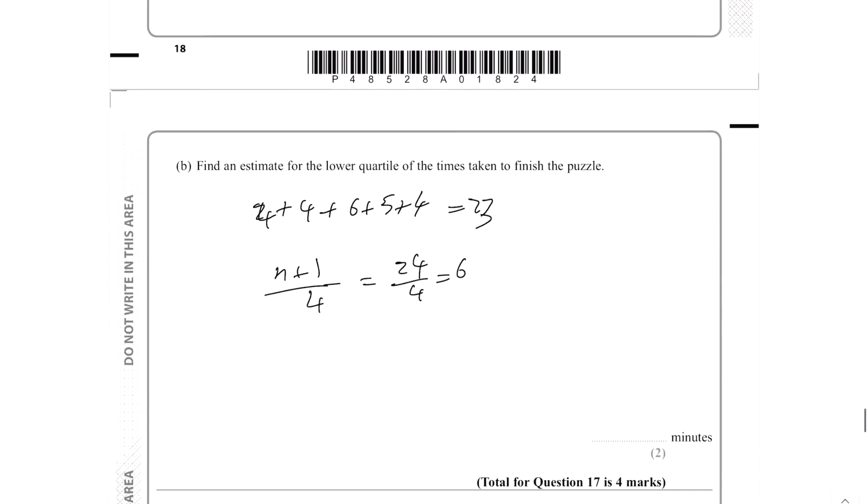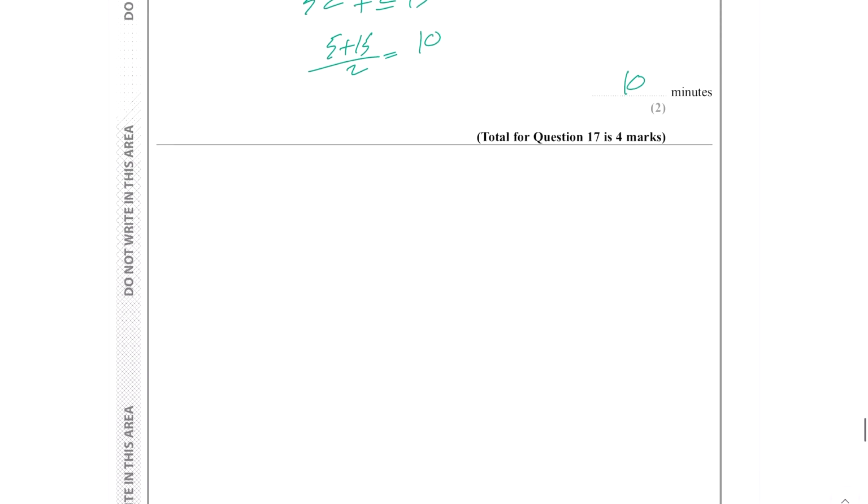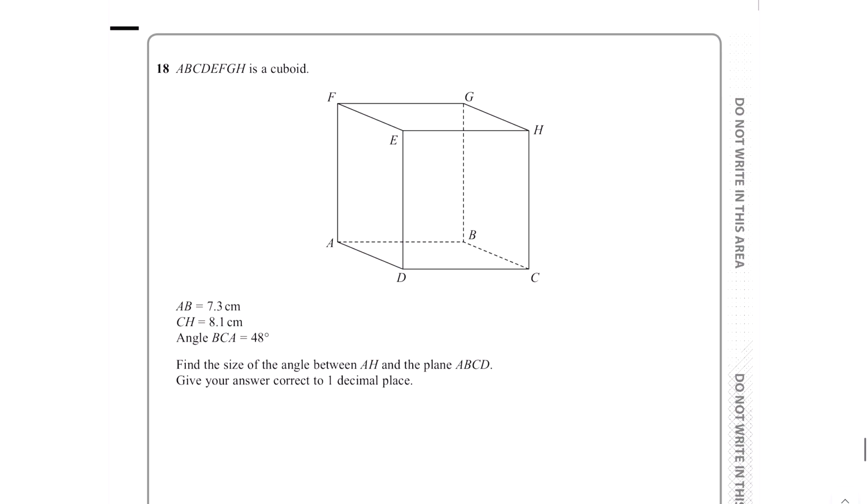And that's a 6. So it's in the range 5 to 15, and it's going to be in between that, so we can just do 5 plus 15, divide that by 2, so that's 20, divide that by 2, and that's 10, so that can be 10 minutes. And it does say find an estimate, so we can leave it at that.